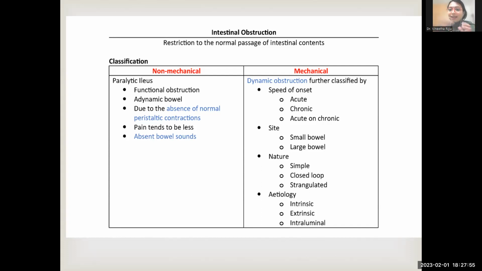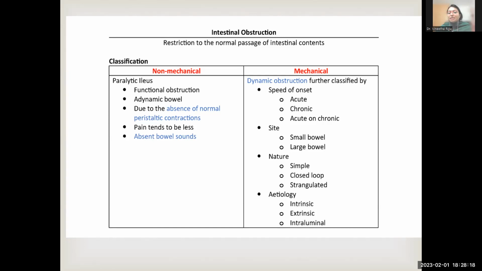Whereas in a mechanical obstruction, it could be an acute obstruction, or it can be chronic, or it can be acute on chronic. Maybe this person has had a subacute intestinal obstruction many a time, and now the patient is having a complete obstruction. And like we were saying, it could be in the small bowel or in the large bowel.